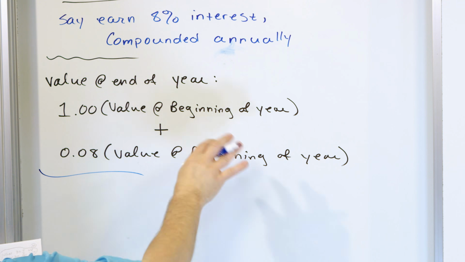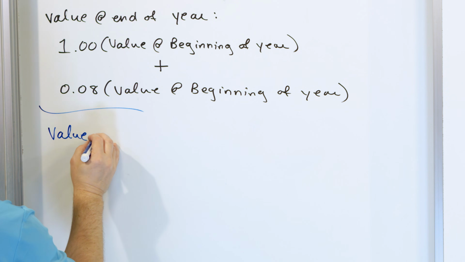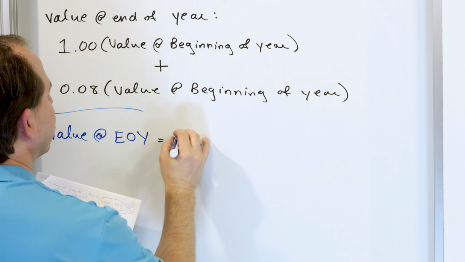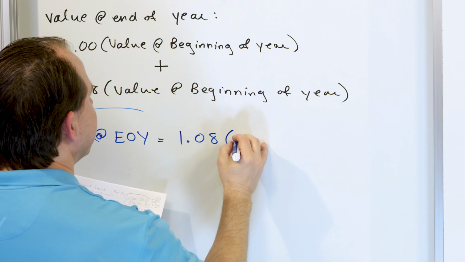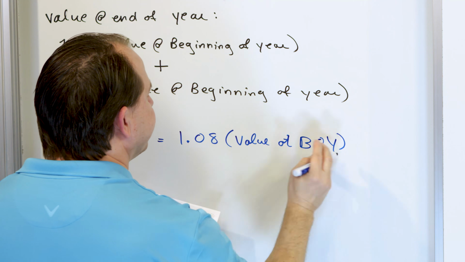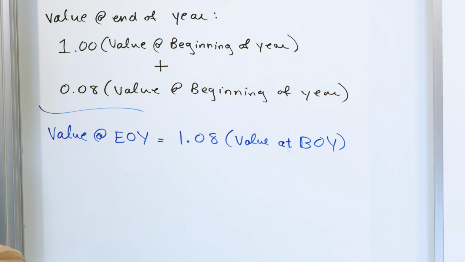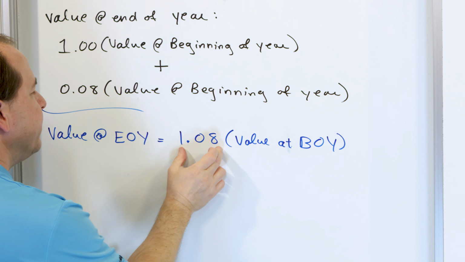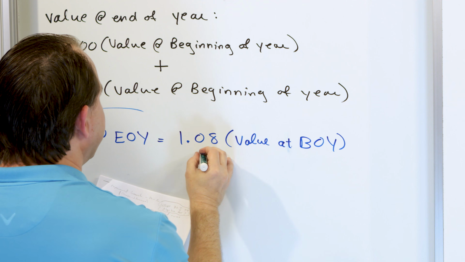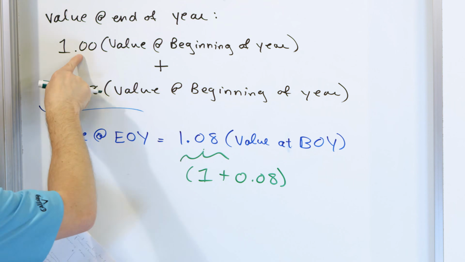Okay, so if I want to kind of write this a little bit neatly, then I would say value at, I'm going to call this end of year. This is EOY, end of year, is going to then be equal to 1.08 times value at the beginning of the year. Okay, beginning of year, end of year. So what's happening here? The value at the end of year 1 is 1.08. A lot of students wonder where the 1.08 comes from. All this means, 1.08, remember, is just simply 1 plus 0.08. That's what that means. So 1 plus 0.08.